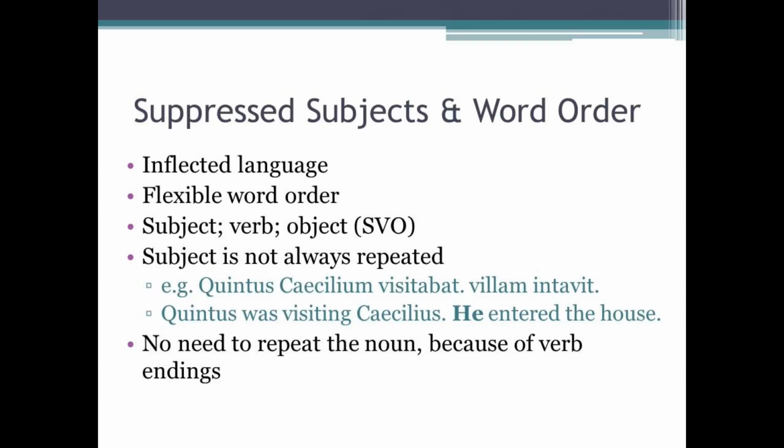Finally, before we move on to some examples, let's have a look at the topic of suppressed subjects. So as you already know, Latin is an inflected language, which means the endings of verbs change their meaning. The word order is also much more flexible.